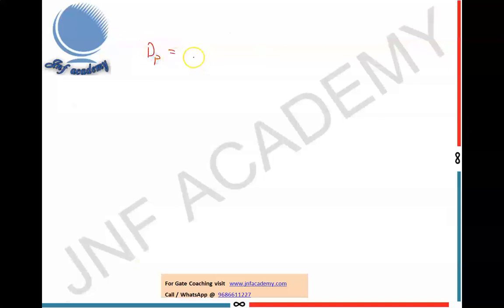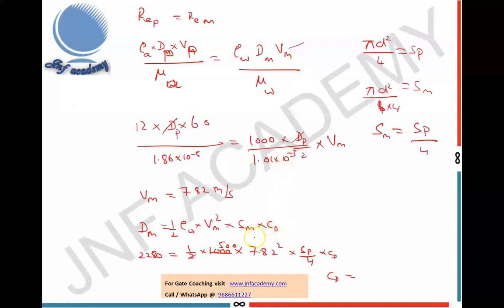dP is equal to half, rho is 1.2, V square is already given in the question, 60 square, into SP. SP is the surface area of the prototype, into CD. Instead of CD, the value that you get here, right? SP by 4 and all, it will come something like this.